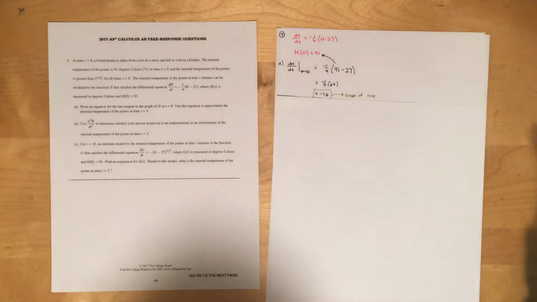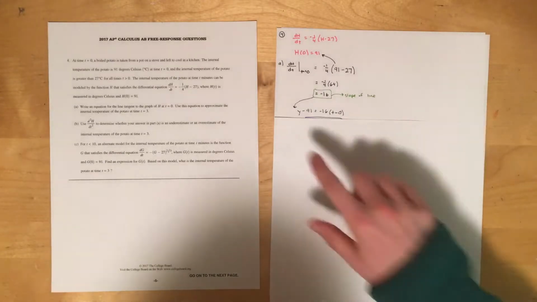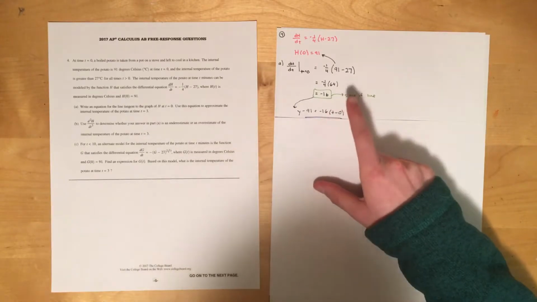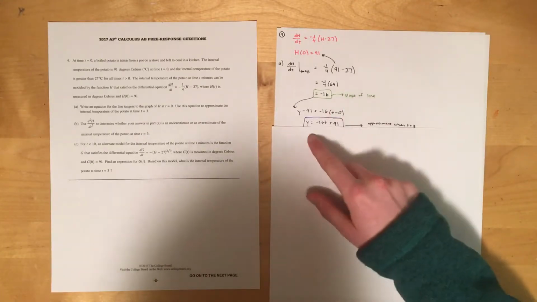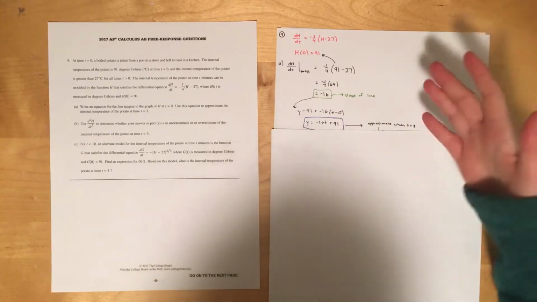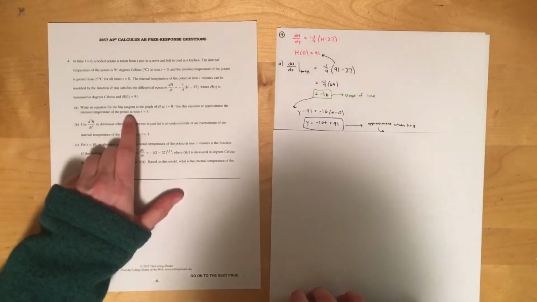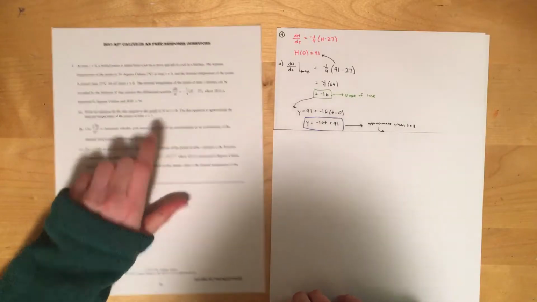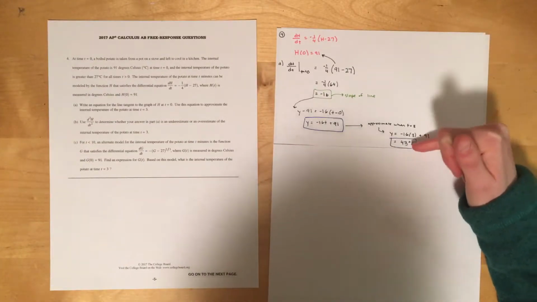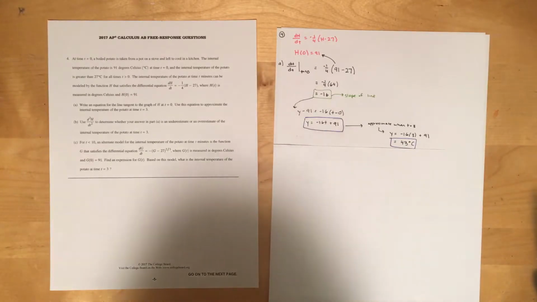Now all I have to do is put it into point slope form, so y minus 91 equals negative 16 times (t minus 0), or y equals negative 16t plus 91. Now we have to approximate the internal temperature of the potato at time t equals 3. So basically you just plug in 3 and you get 43 degrees Celsius.